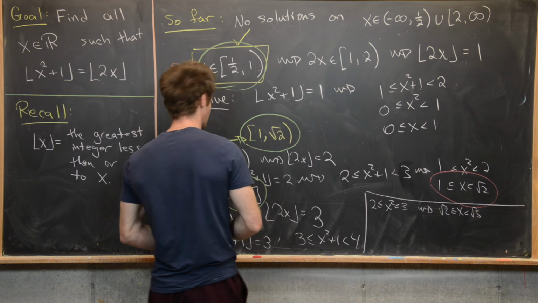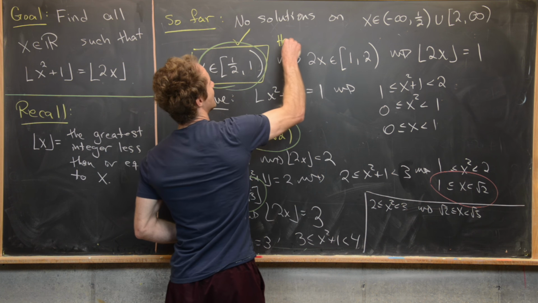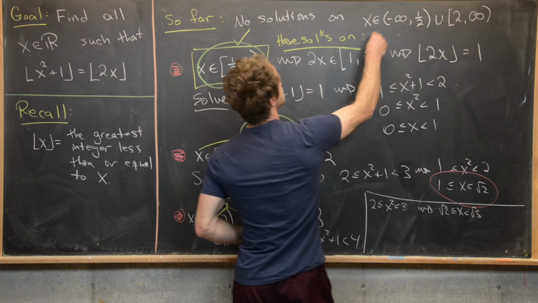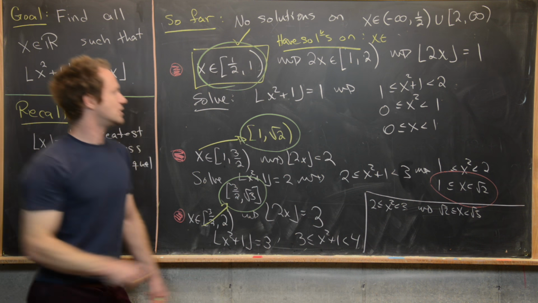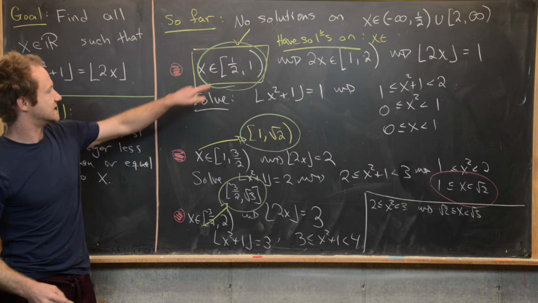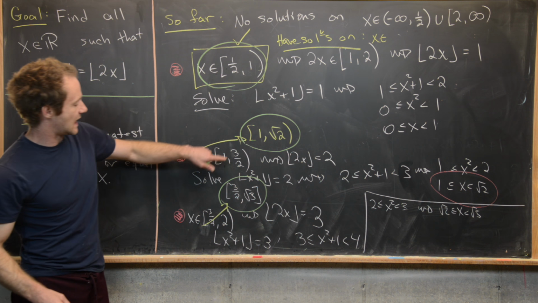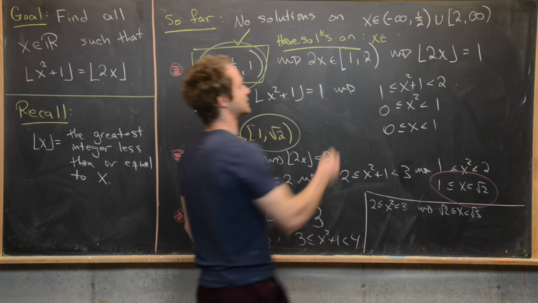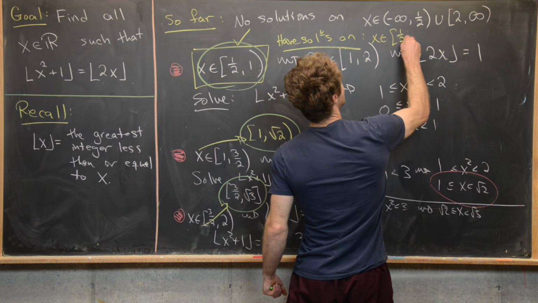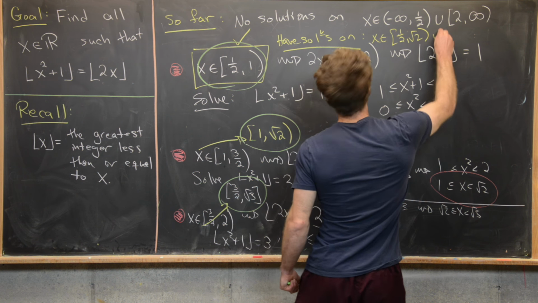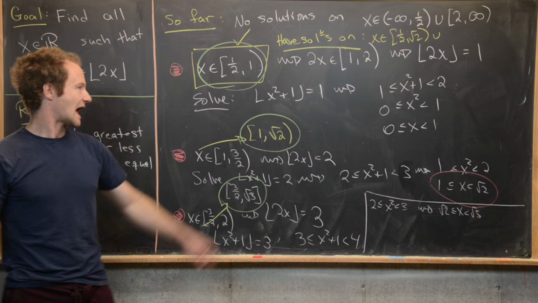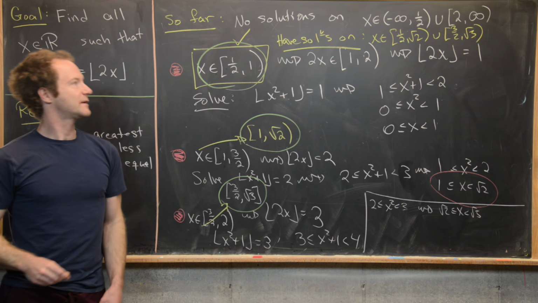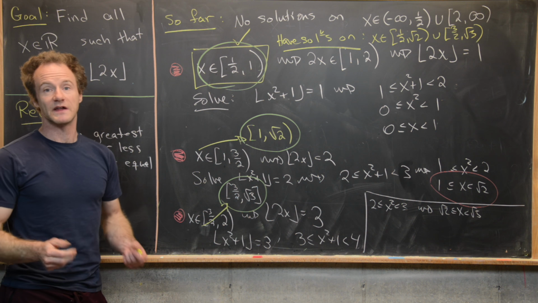So let's maybe go ahead and write that down. So we have solutions on, so it's going to be x in the union of these intervals. So let's see, it's going to be 1/2 to 1 and then 1 to root 2. Well, we can mash those together. And so that's going to be 1/2 to root 2, union, then 3/2 to root 3. So those are the only places where we have solutions. And that's a good place to stop.